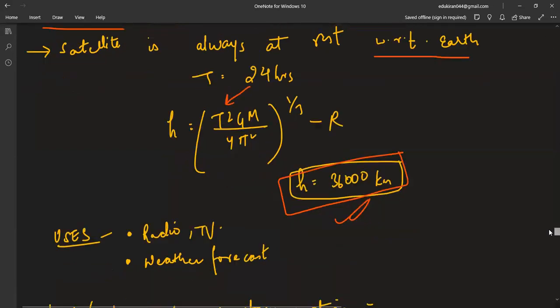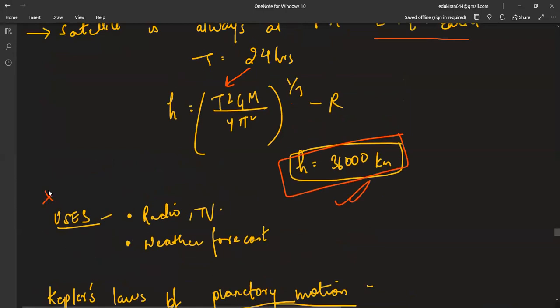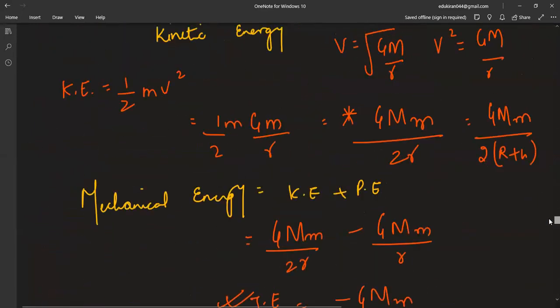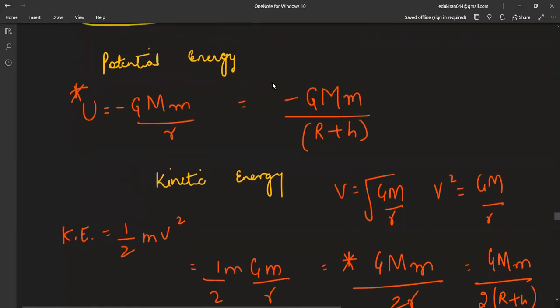There are lots of uses. I'll just suggest one thing, that please read these uses from NCERT also. Radio, TV channels, weather forecasting, all these, geostationary satellites are helpful. I suggest you read this also, because this is asked and this is important, and this information is not enough. Usually the class notes are enough, but wherever this is insufficient, I mention it in the class itself. Write down this, then we'll see Kepler's law.